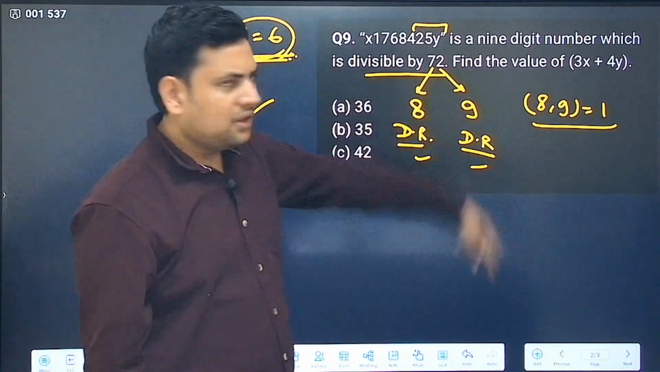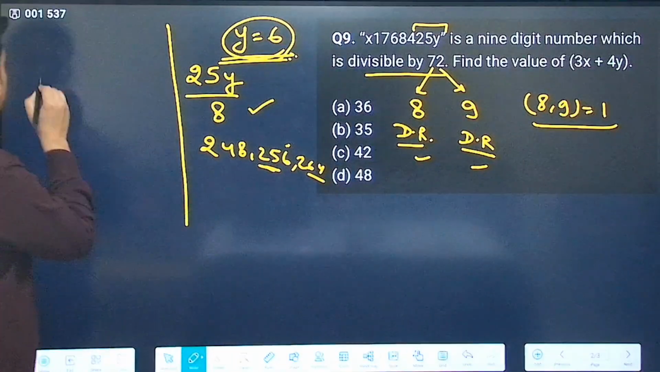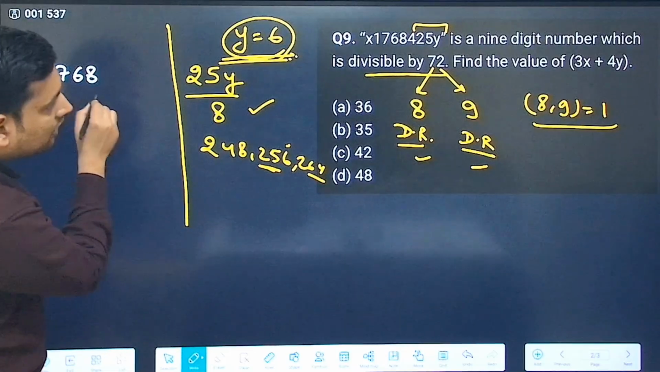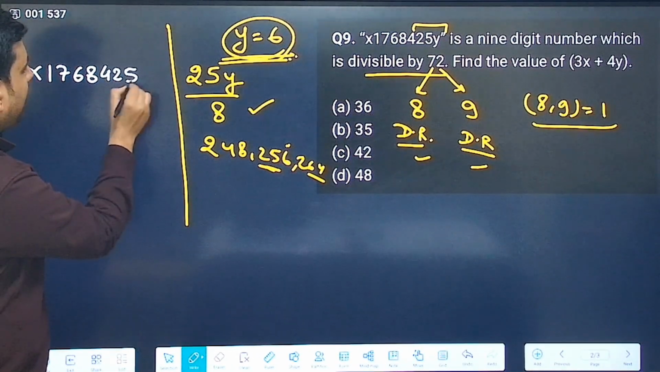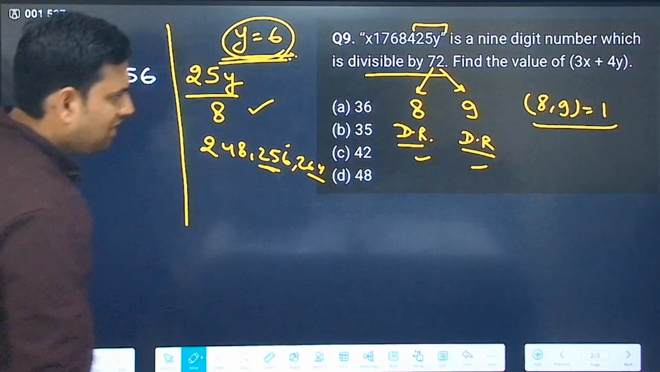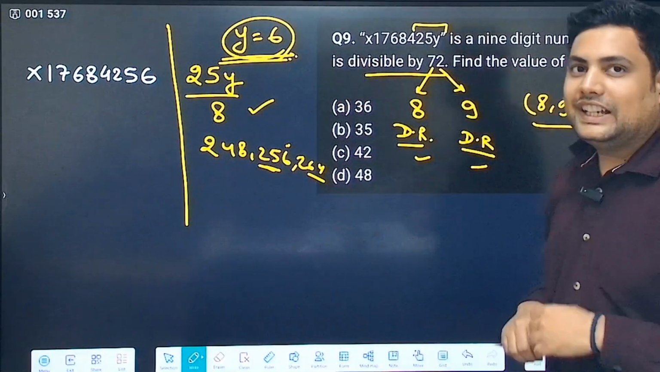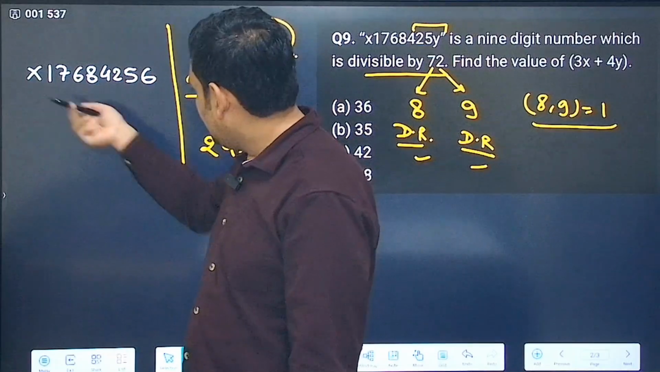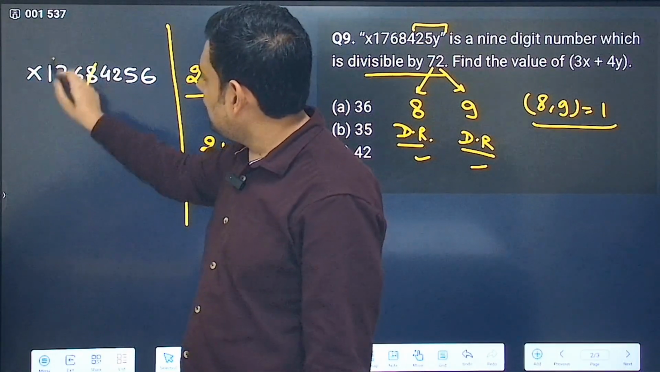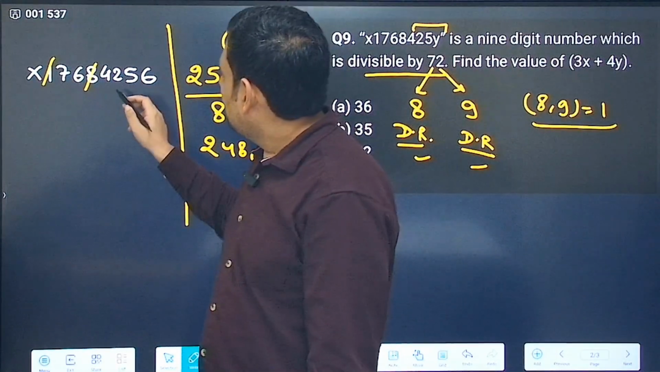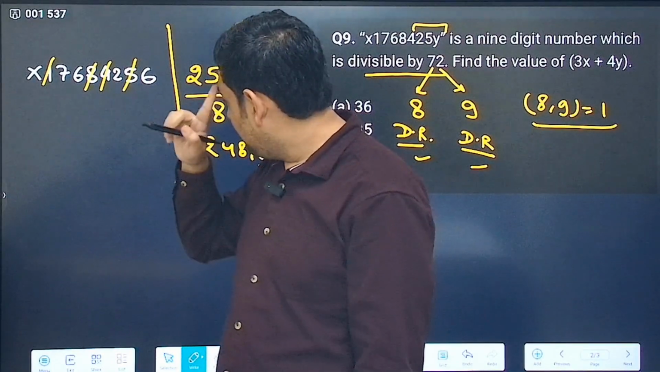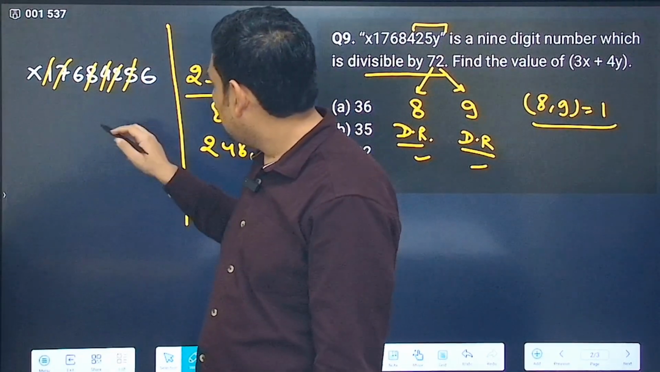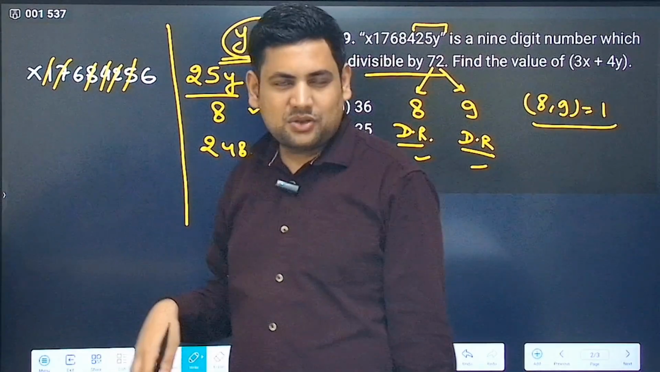Now let's try to find out the value of x. How will I find x? I keep x here, and then I have 1 7 6 8 4 2 5, and instead of y I am now writing 6. Divisibility by 9 was what? Create and cancel multiples of 9. So start cancelling out. 8 plus 1 is 9. Correct? Then 5 plus 4 is also 9. Then 7 plus 2 is also 9. Correct? Then 6 plus 6 is 12. So let it be there.